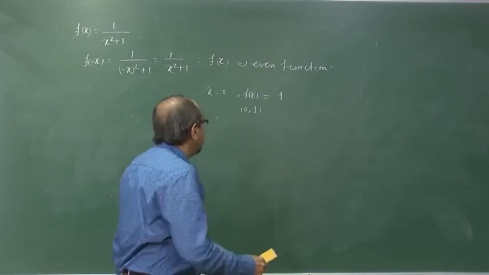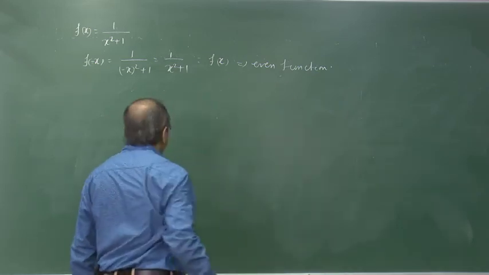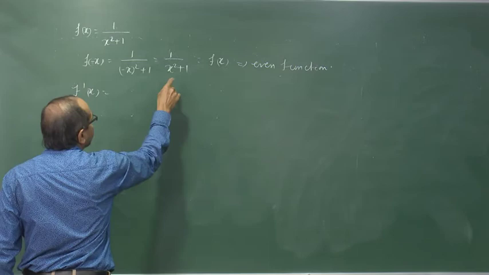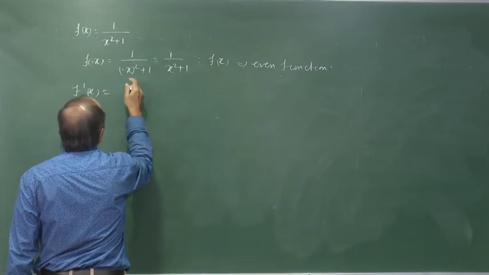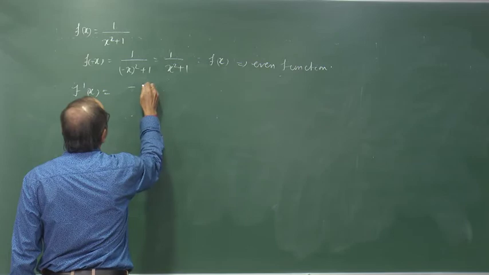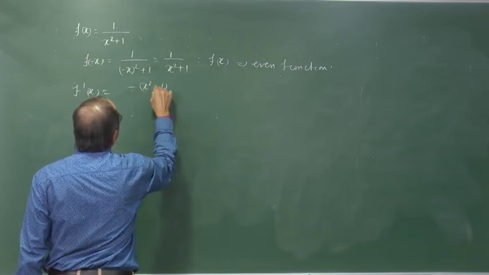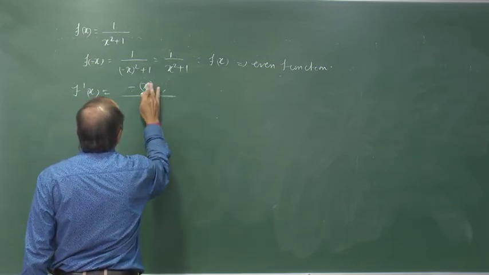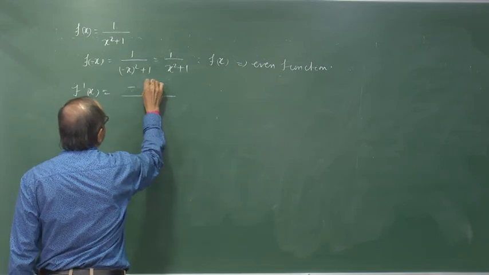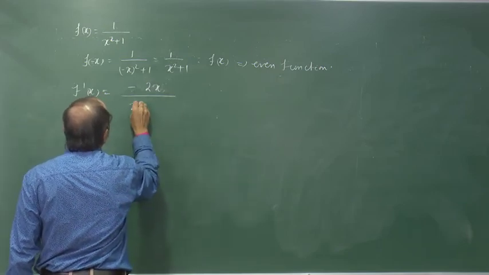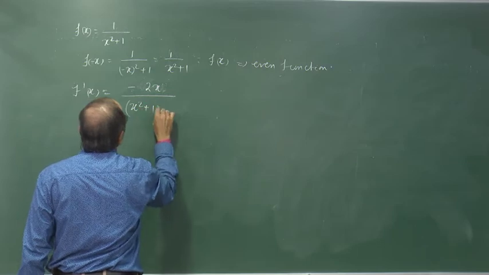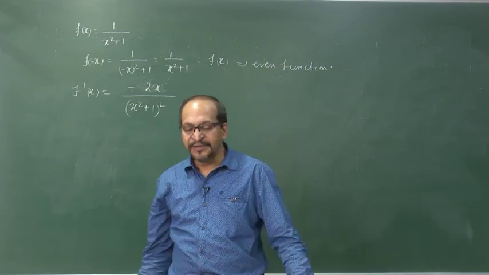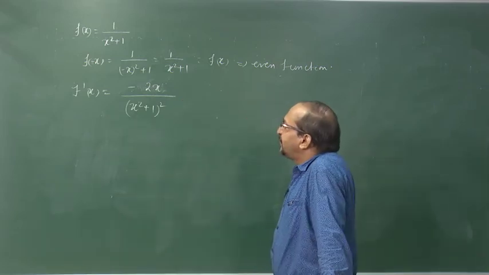Then let us find the derivative of the function. First derivative f dash x. F dash x will be how much? It is minus, derivative of x square plus 1 is 2x, divided by x square plus 1 whole square, is it not? So, this is f dash x.